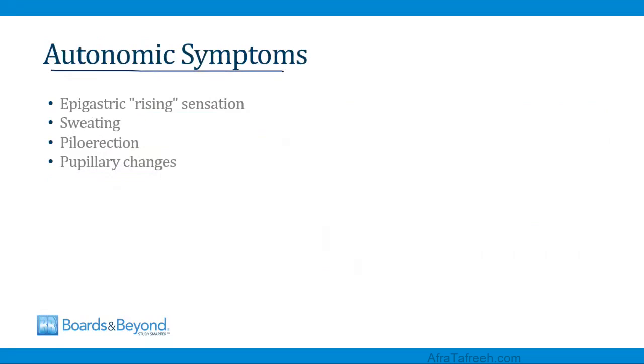These involve the autonomic nervous system. So when the autonomic nervous system to the gut is affected, patients can have an epigastric rising sensation. Other autonomic symptoms are things like sweating or piloerection or pupillary changes.